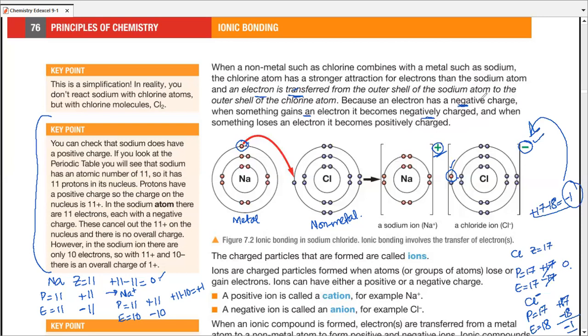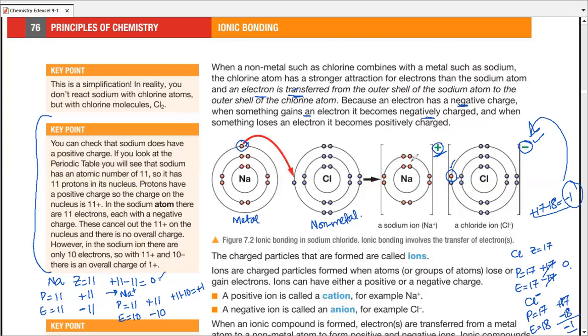Simply speaking, an electron has a negative charge. If something gains one electron, it would get a minus one charge. If it gains two electrons, minus two charge. If it gains three electrons, minus three charge. If something loses one electron, plus one charge, two electrons lost, plus two charge, three electrons lost, plus three charge. That's as simple as it is.